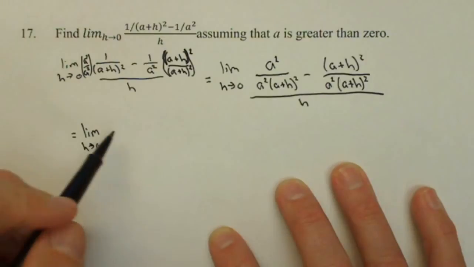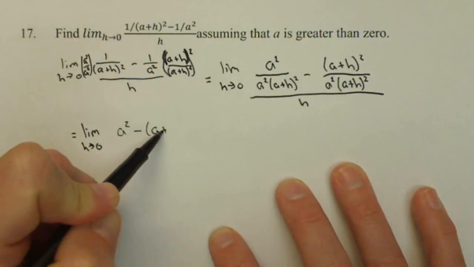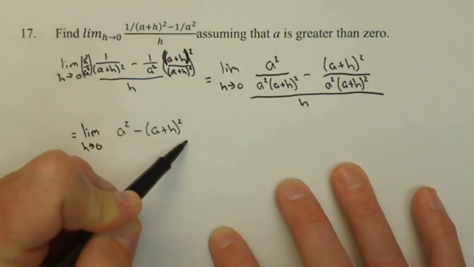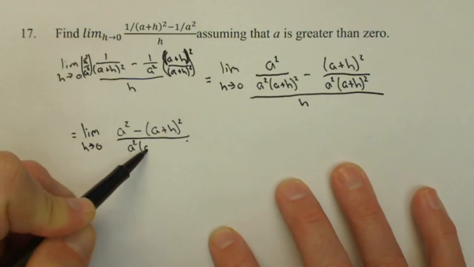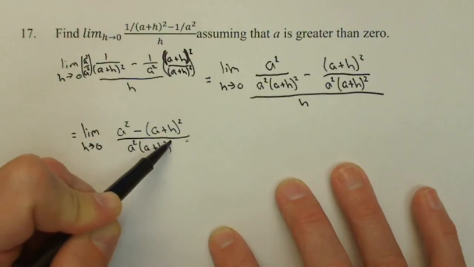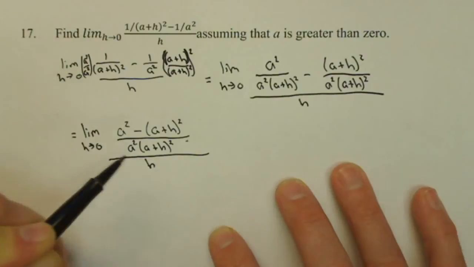Limit as h goes to 0. On top I'm going to have a squared minus (a plus h), the quantity squared, all over my common denominator. We could multiply this denominator out, but we're going to leave it, because remember that our goal is to put in 0 for h, all over h.